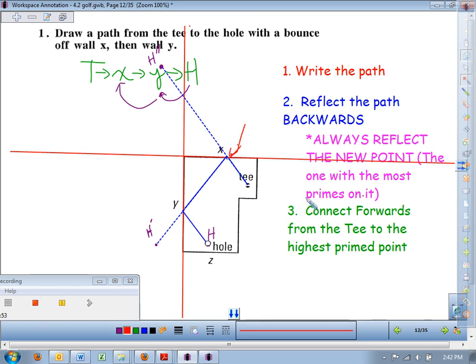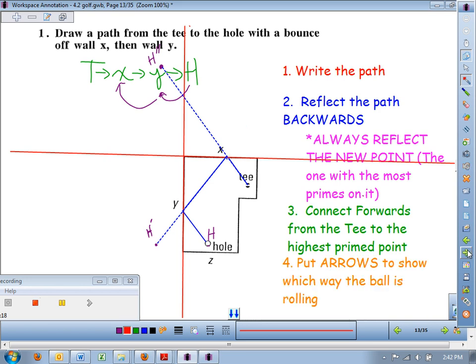But there's 3 steps. We're not quite done. To get this all finished, the 4th thing you have to do is put arrows on this blue path right here to show which way the ball is rolling. And isn't the ball going this way, then this way, then this way? Give me some arrows to tell me which way the ball is rolling. So there's our 4 steps. First thing we do, write the path. Second thing is we reflect that path backwards, and always reflecting the new point. That means the one with the most primes on it. And then we connect that forwards, once we're done with that, from the tee to the highest prime point, meaning this had 2 primes. 2 is higher than 1.